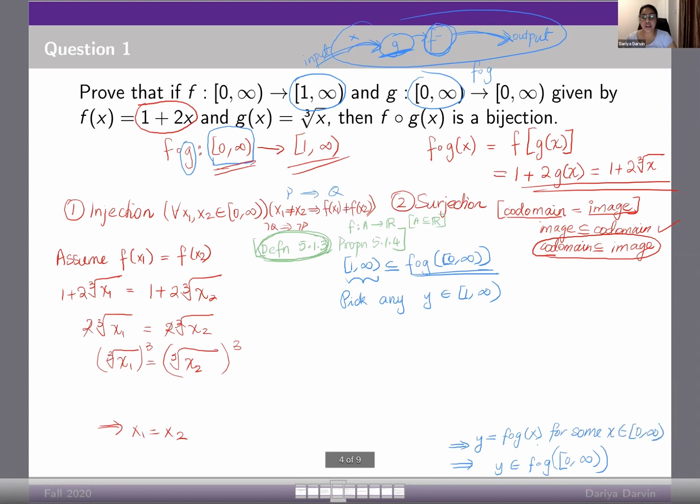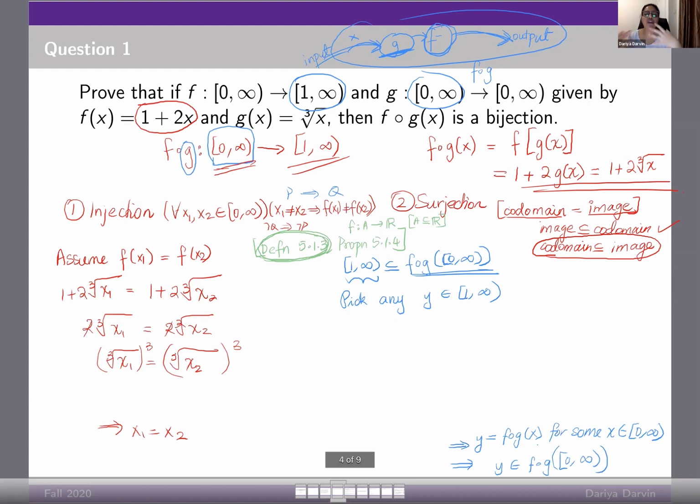Okay, so this is what I'm trying to prove. I just need to fill in the space in between. This is a structure for a surjection proof. You start by saying pick any y in the codomain. Your last statement should be y equals f of g of x for some x in the domain. Hence y is in the image of the function.